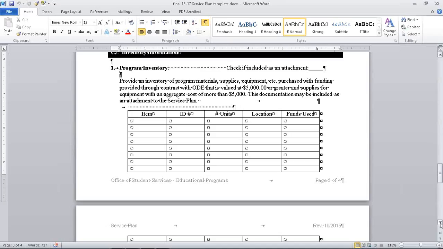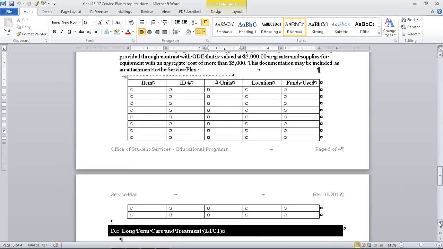If you have items such as tech equipment, like one site purchased an organic saw, and that would be it. But most long-term care treatment sites and JDEP sites won't list anything because you don't have anything that is valued $5,000 or more. But if you have in aggregate a total of 5,000, then you would list those things, and the location, like where they are. For instance, if you have a purchase order of $10,000 worth of computers, you'll note that you bought 8 computers and so forth, location and funds used. So that's the program inventory.